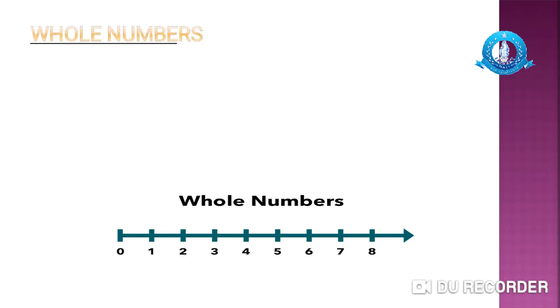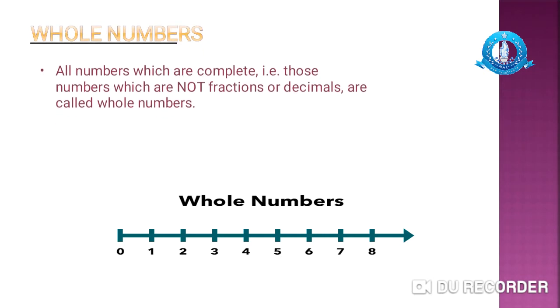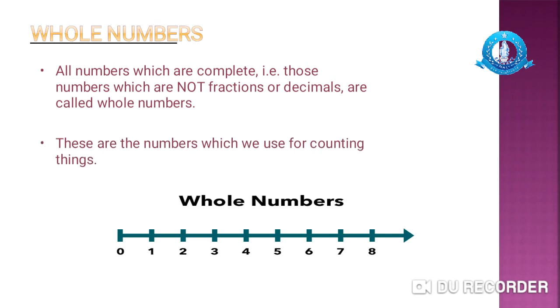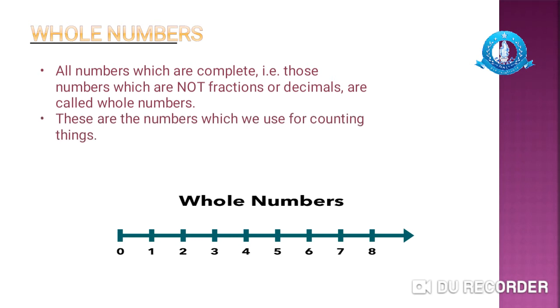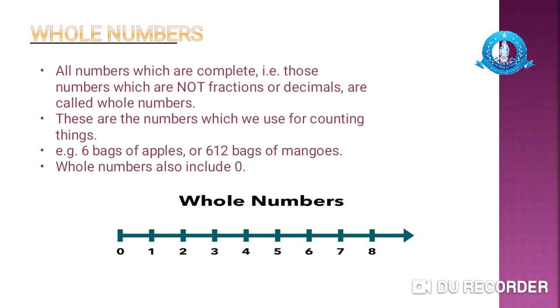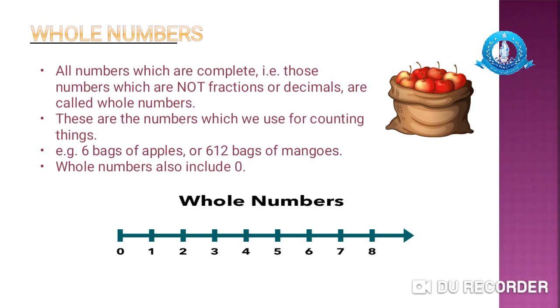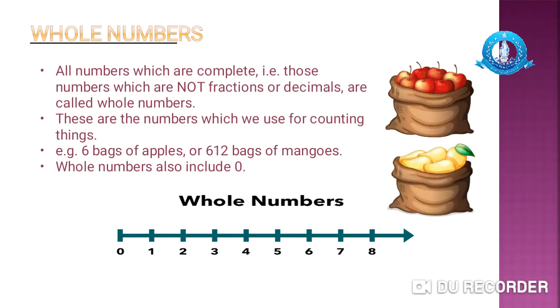Whole numbers. These are the numbers which are complete. We do not include fractions or decimals over here. These are the numbers which we use in our daily routine for counting different things. Over here, as an example, we take 6 bags of apples or 612 bags of mangoes. Whole numbers also include the number 0.